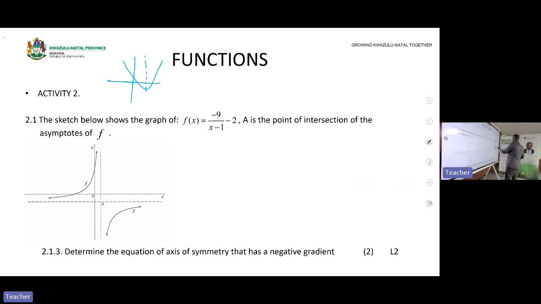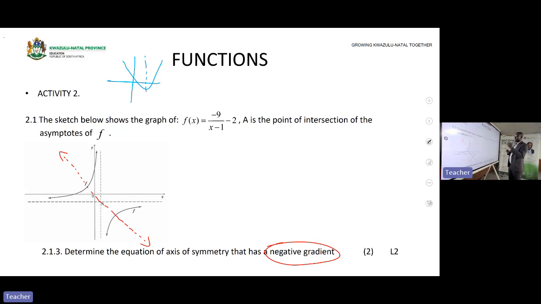Even here in our hyperbolic functions, we do have two lines that divide our graph into two symmetrical parts. One line has a negative gradient and the other one has a positive gradient. So here we are told that we must determine the equation of the axis of symmetry with a negative gradient. It's very important to take note of this. The axis of symmetry with what? With a negative gradient. It will be a decreasing line, because when we say it has a negative gradient, it means that line is decreasing.